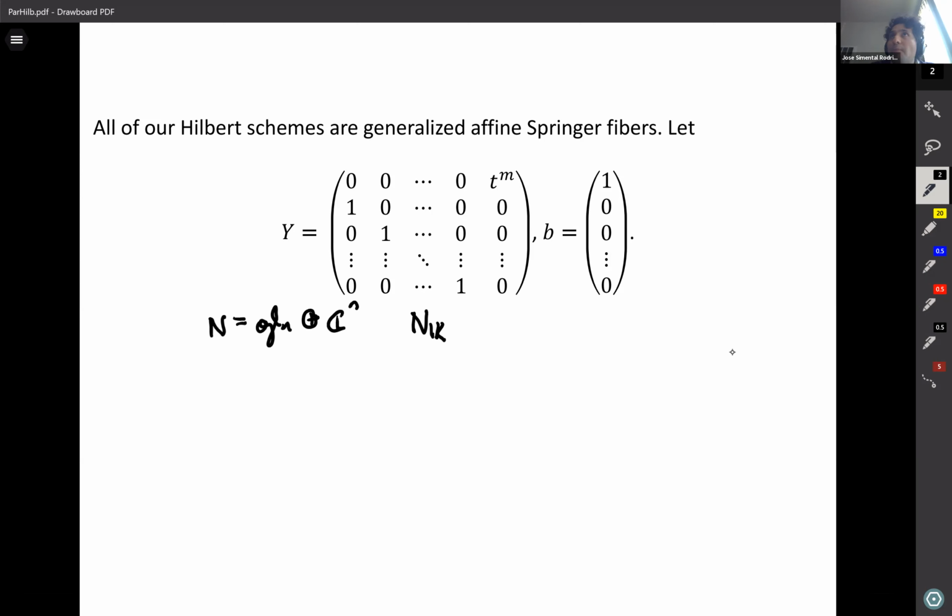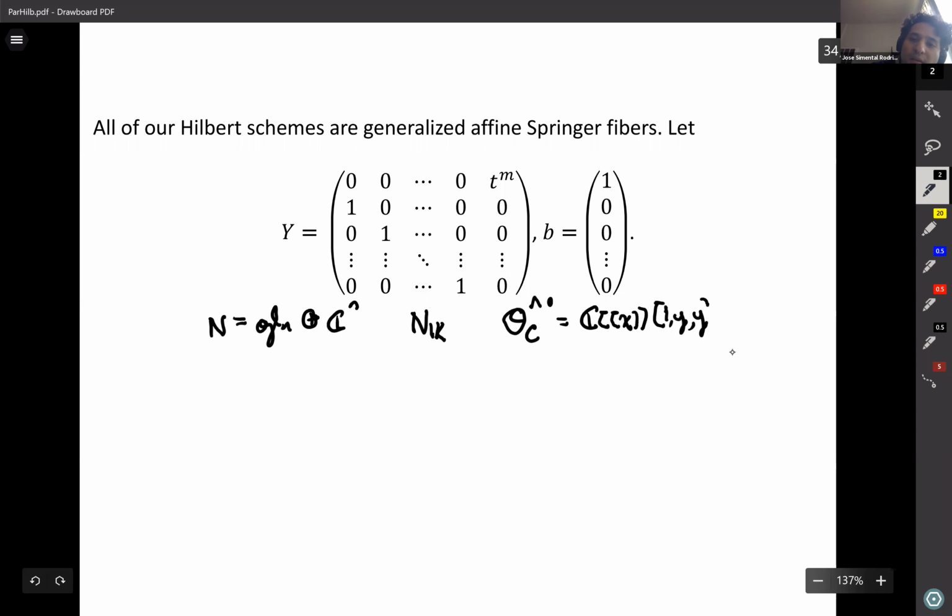And it is not too surprising that it is this element, because I can write the algebra of functions on the curve at the origin just as formal power series in x, and then I adjoin 1, y, y squared, up to y to the n minus 1. Remember, y to the n is equal to x to the m. And this matrix Y is precisely the action of y when I give this presentation, okay?